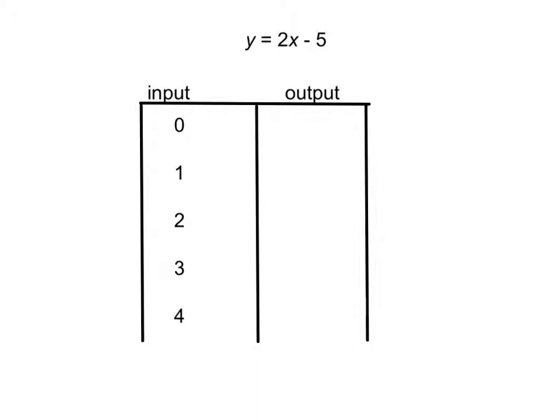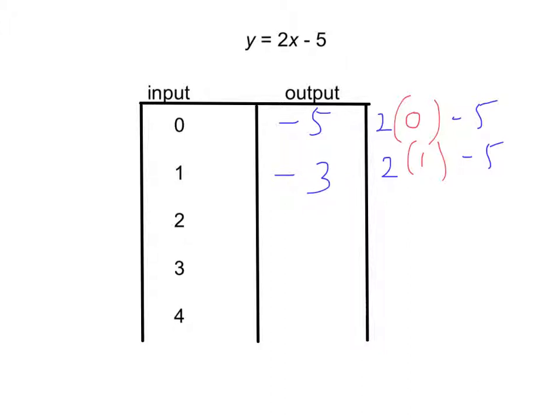So on the first one, we've got 2 times 0, and then we're going to subtract the 5. So that becomes 0 minus 5, so the output is negative 5. On the second one, for a 1, we've got 2 times 1 this time, and then we're going to subtract the 5, and so our answer is 2 minus 5, which is negative 3.